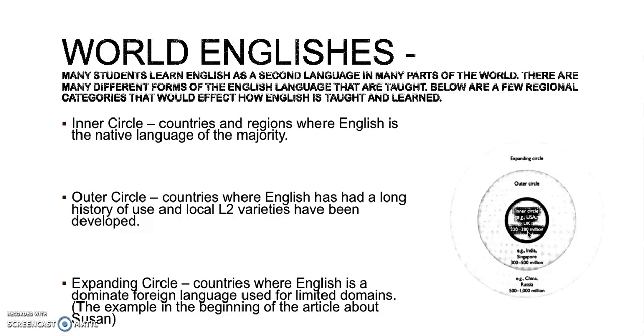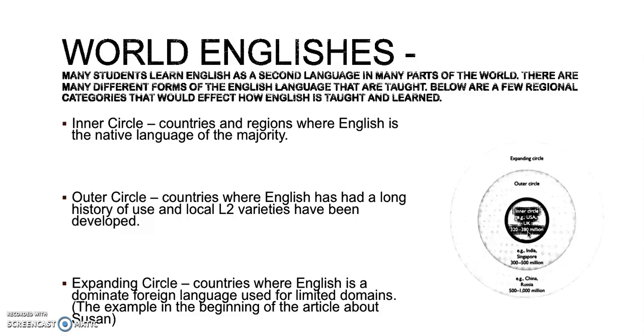The outer circle would be countries where English has had a long history of use and local L2 varieties have been developed. So if you read the article, it talks about a lot of countries that maybe have kind of two languages going on, where if you went and spoke English in that country, you would be able to communicate without knowing one of the other languages that are spoken there. And so examples they gave of countries for the outer circle were India and Singapore.